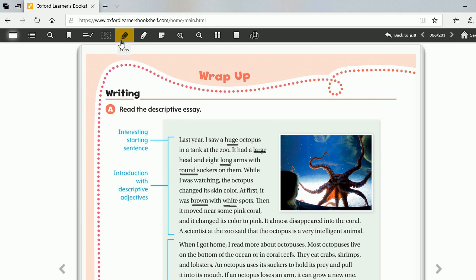Now, let's read the words on the left describing the sections of the descriptive essay. Interesting starting sentence, which is the opening sentence that hooks the readers. Introduction with descriptive adjectives gives the reader a roadmap of what you're going to write about. Don't forget, a powerful introduction keeps the readers reading.